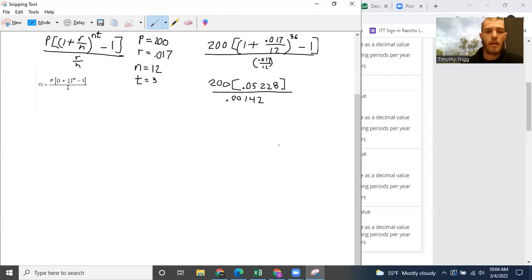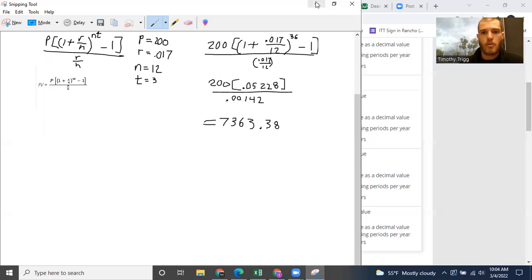Okay. I hope that made sense so far. Now what we're going to do is 200 times this. I hope you're following along with your own calculator and writing this down. And then divide by 0.00142. This will tell us how much she'll have in the account at the end of 3 years. This ends up giving us $7,363.38. So this is how much money she has saved up to make a down payment on a car.